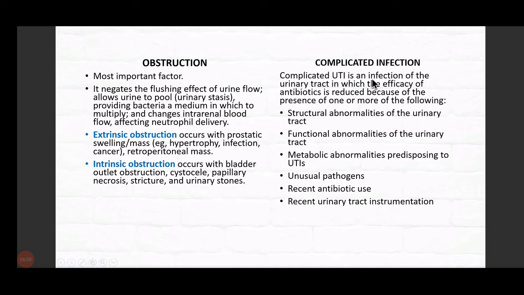Complicated infection means an infection of the urinary tract where the efficacy of antibiotics is reduced. Now, there can be various factors for this. Number one is structural abnormality of the urinary tract. That is, the penetration of the antibiotic may not be possible.